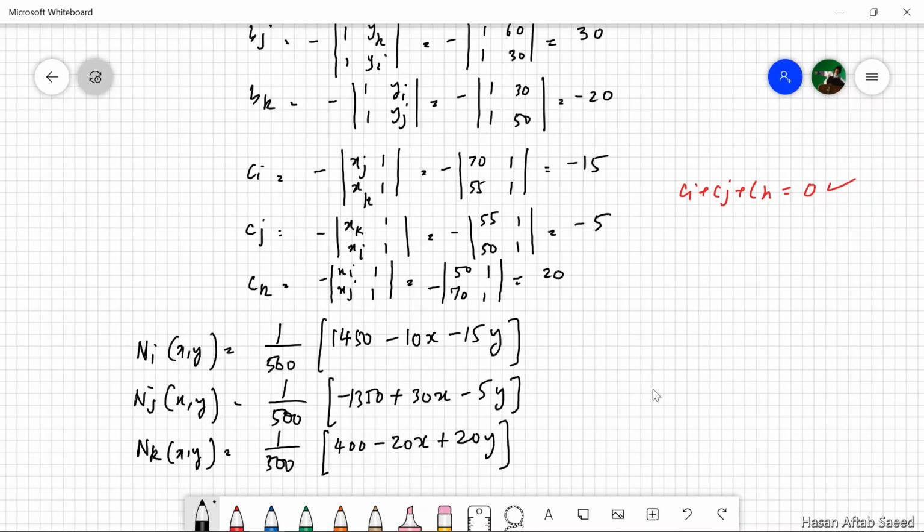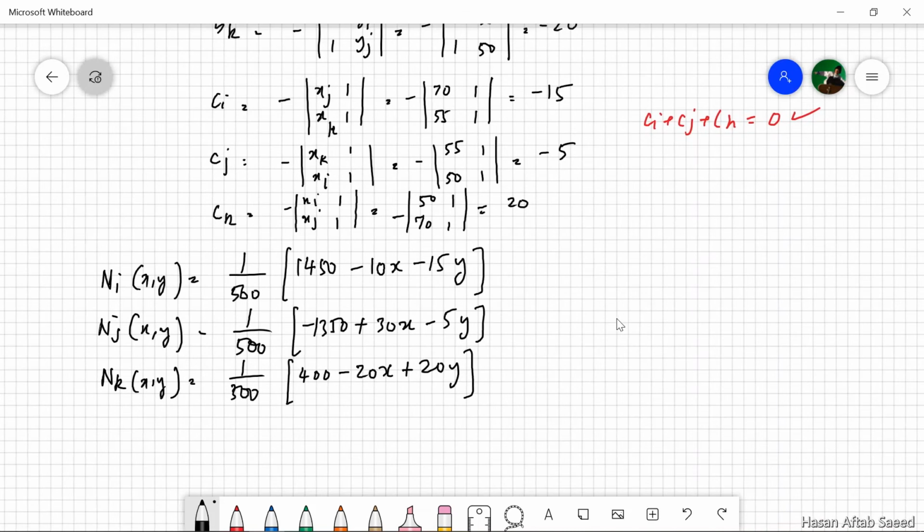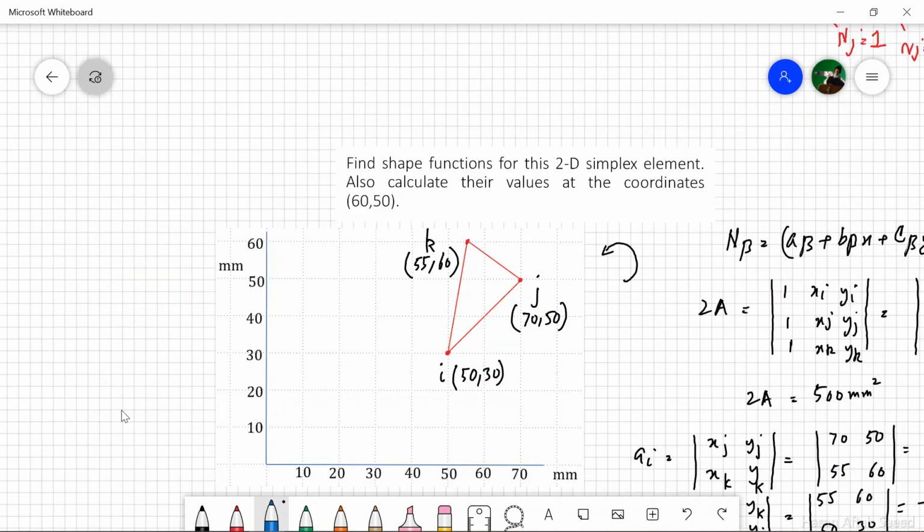Now you can also verify these expressions. For example, if you take Ni and put in the x and y coordinates of node i, you should get 1. But if you put the same coordinates of node i in the expressions for Nj and Nk, you should get 0. And the same goes for the other two shape functions.